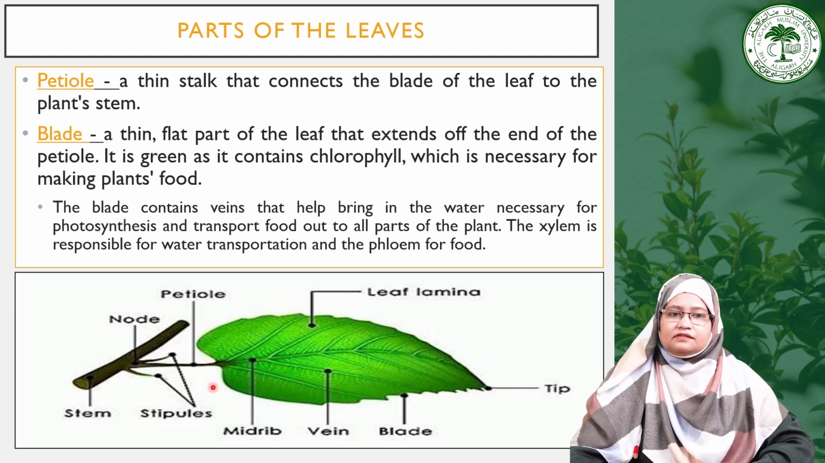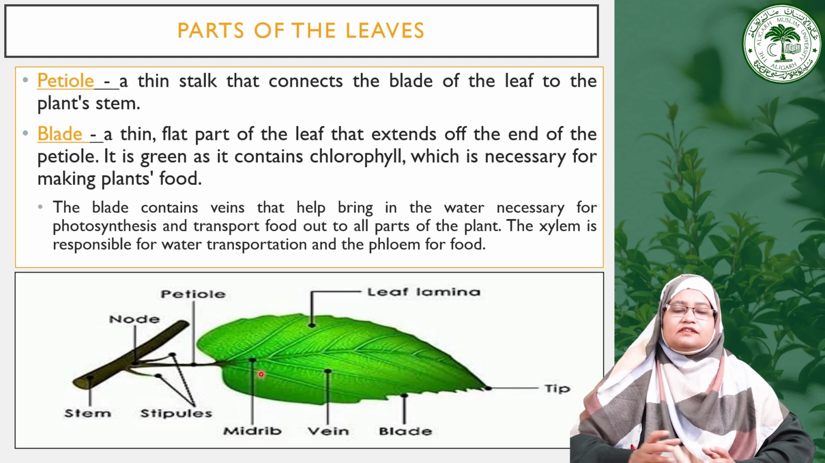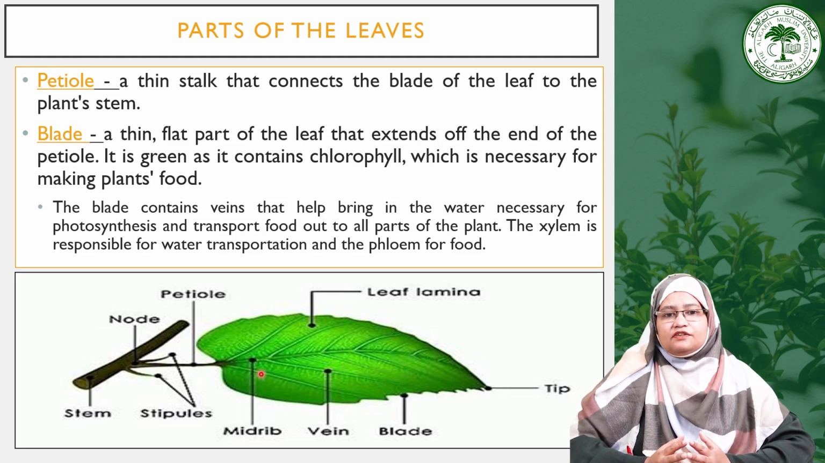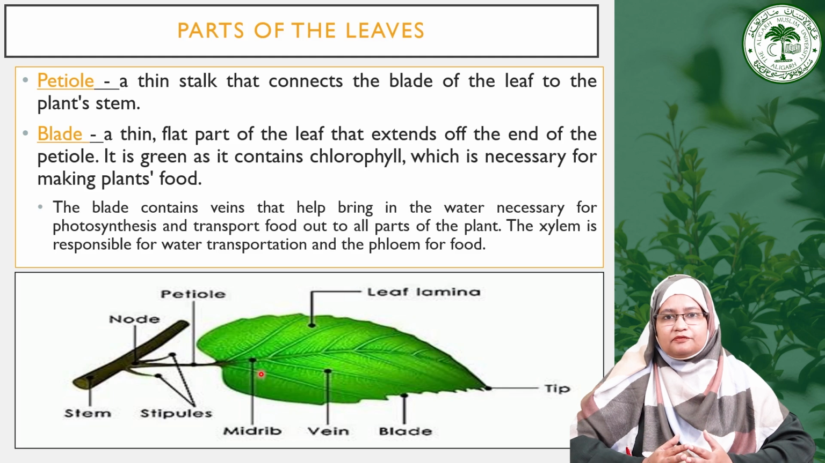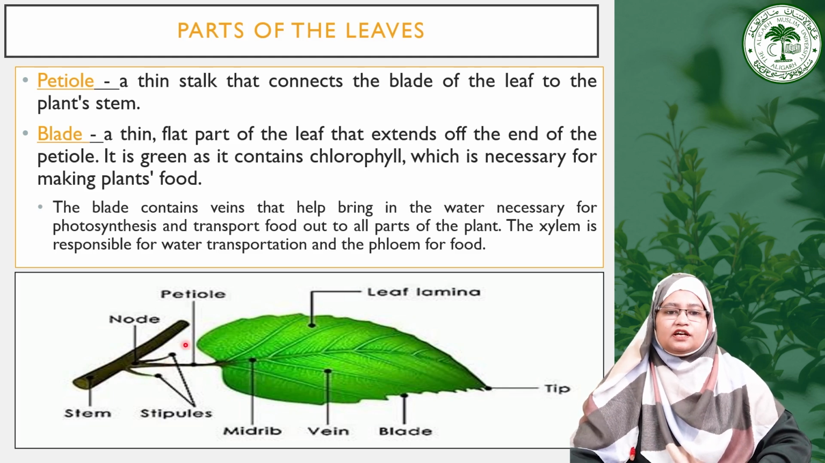And the blade contains veins, as you can see here, which have vascular bundles for the transport of materials, because in the vascular bundle there are xylem and phloem. Xylem transports the water while phloem transports the food material. So, you can see there are mainly two parts of the leaf, the petiole and the blade, and in between, veins are present in which vascular bundles run. Besides this, there is one more part of the leaf, called the stipules.